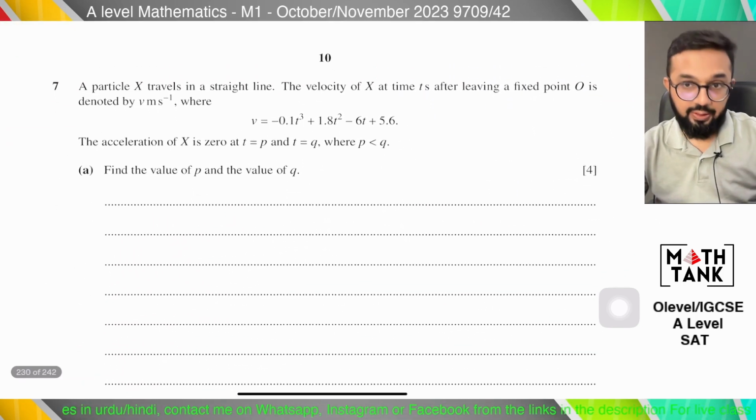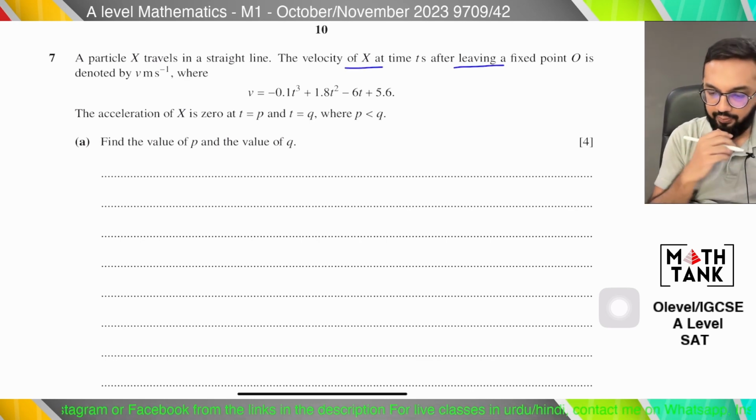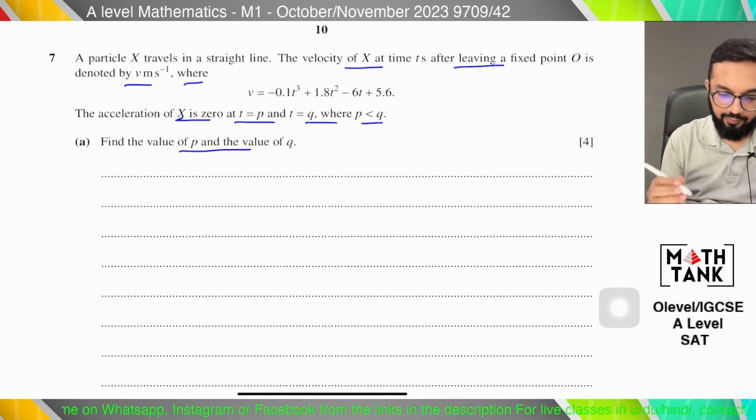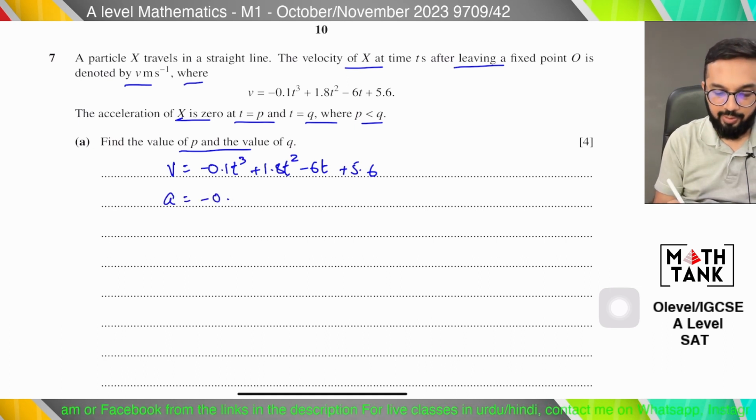Moving on to the last question for this exam, it says a particle x travels in a straight line. The velocity of x at time t seconds after leaving fixed point O is denoted by v, where v equals that. The acceleration of x is 0 at t equals p and t equals q, where p is less than q. Find the value of p and the value of q. So that's the velocity. The acceleration of x is 0. For acceleration, you have to differentiate. So acceleration becomes minus 0.3 t squared plus 3.6 t minus 6.